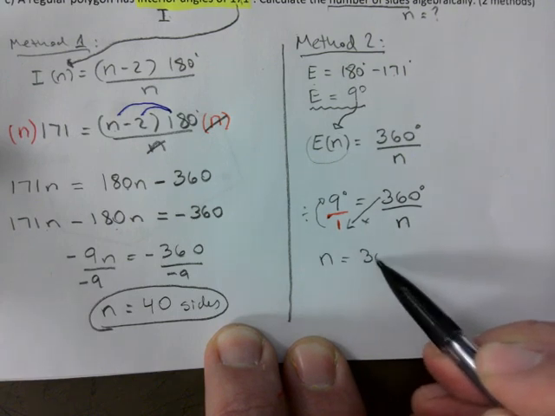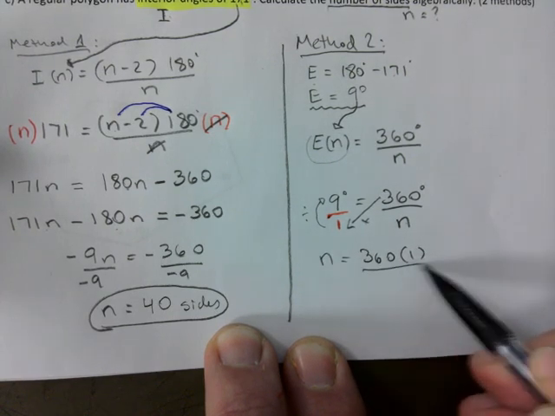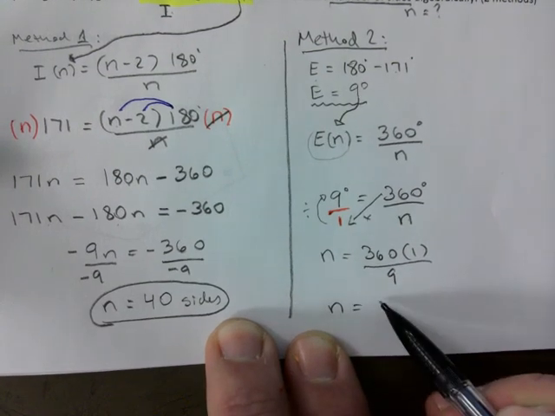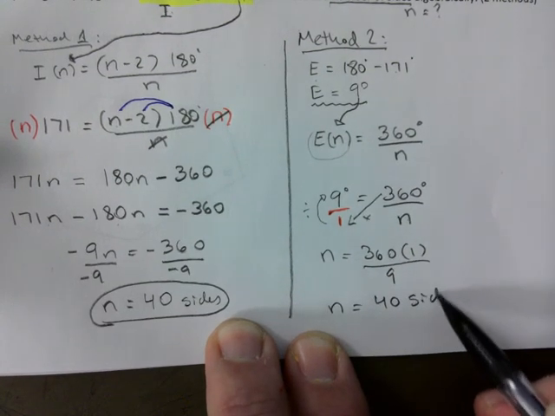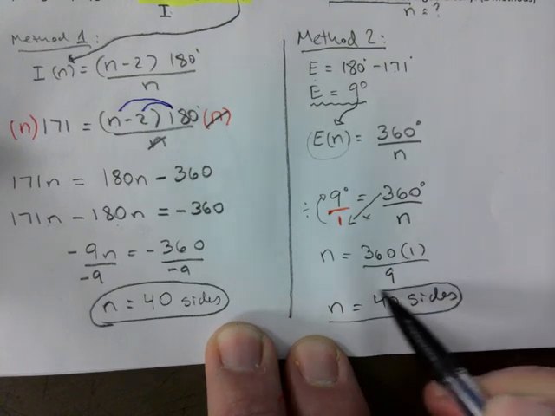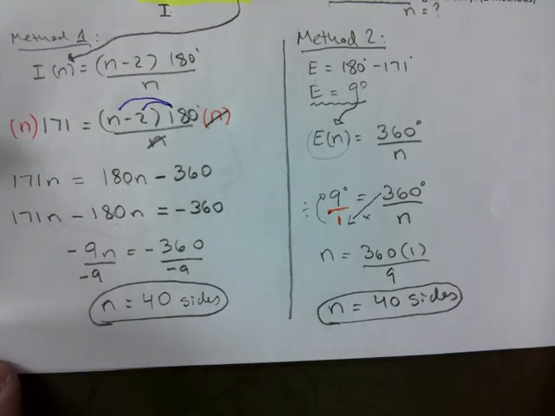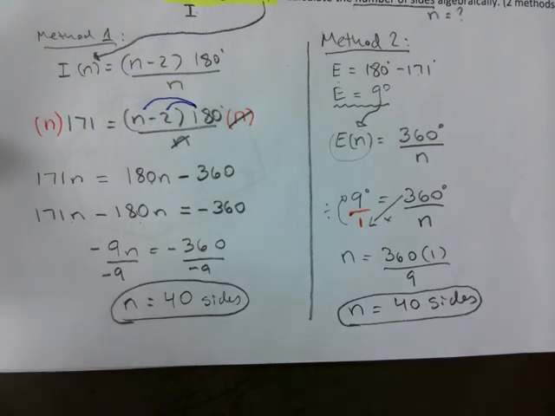So n is equal to 360 times 1. It's 360, right? Divided by 9. It's still 40 sides. You choose whichever one you're more comfortable with. I think you should be prepared to show both ways.